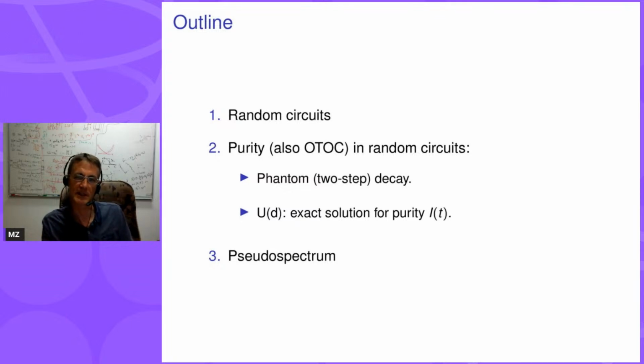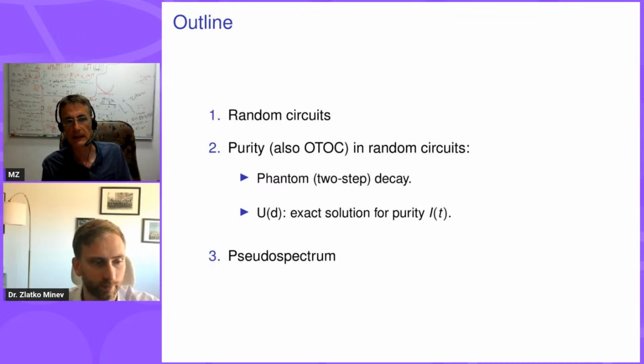Okay, so here is a brief sketch. First, I will say a few words about random circuits, and then I will focus on purity in random circuits, where we will have this Markovian description and this two-step decay. Then, in one exactly solvable case, I will be able to show you some details.